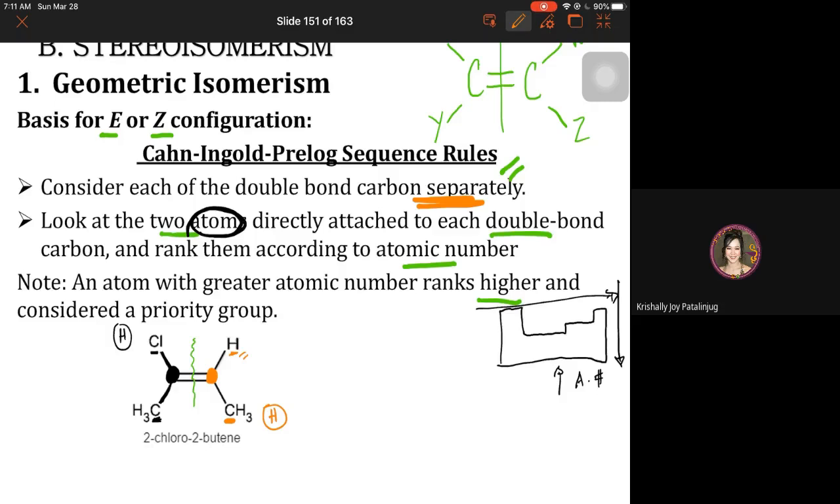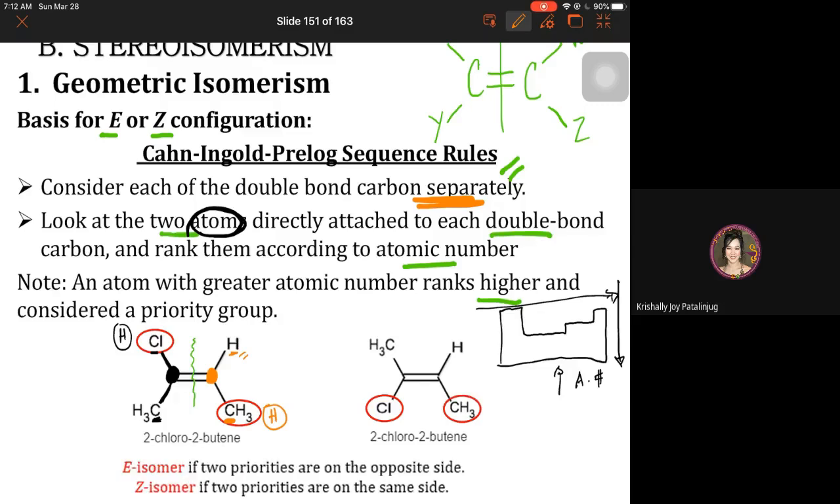Now, when can we say E or Z isomers? I have already highlighted the higher priority groups for the first structure. For the first structure, structure 1, the priority groups are on the opposite side, then that is regarded as the E isomer. Again, if the two priority groups are on the opposite side, then that is regarded or represented as the E isomer. Where does the E isomer come from? That comes from the German word Entgegen.